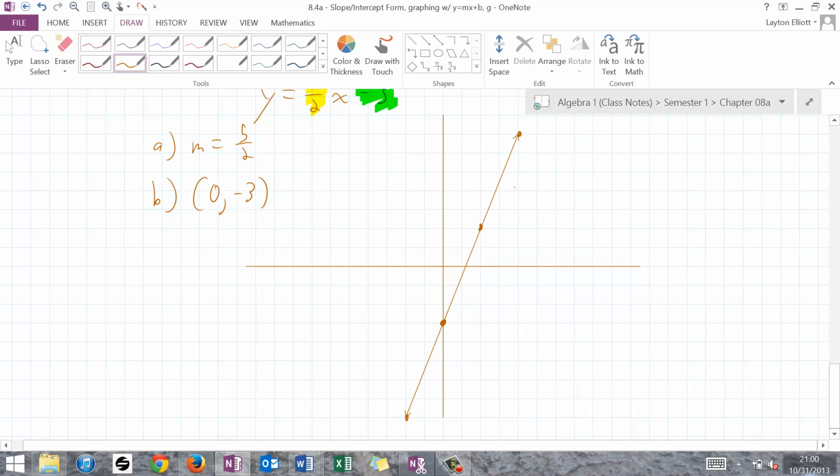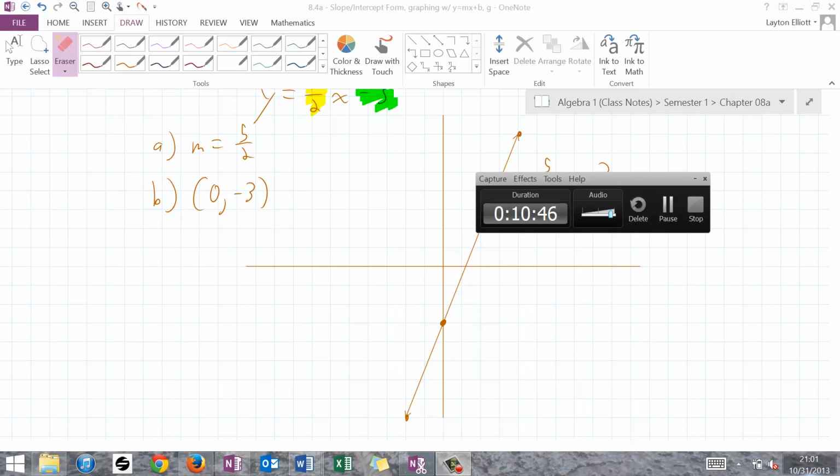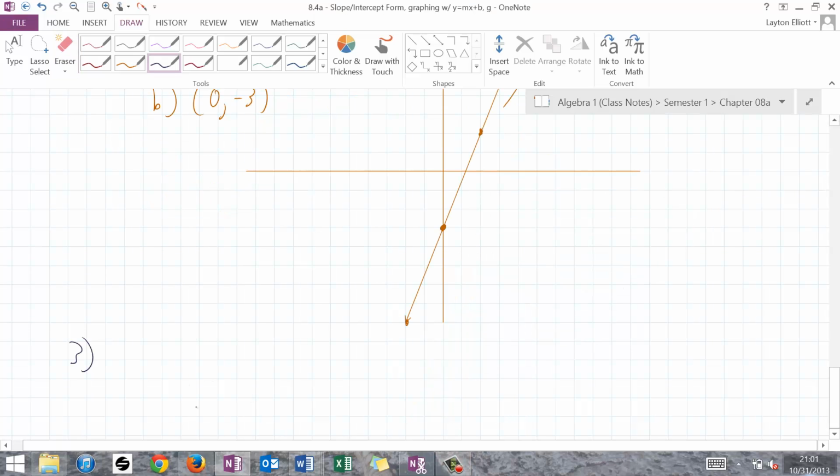And done. Let's label it. y is equal to 5 over 2, 5 halves x, minus 3. As a check, I'm crossing at -3, and my slope is a positive slope. So that works. That looks good. Let's try another one. We're going to do x minus 3y equals 4.